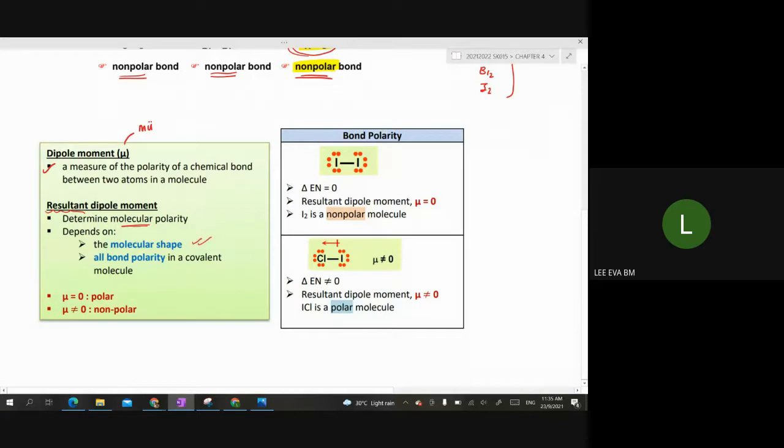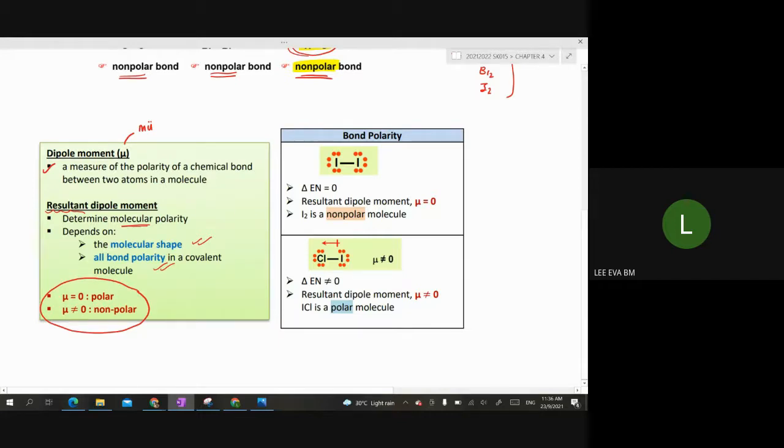Awak kena tahu kan shape dia macam mana. Okay, lepas tu kena tahulah semua bond polarity, sama ada polar bond ke non-polar bond. Okay, so the two key over here, normally in the explanation, you need to show this thing.